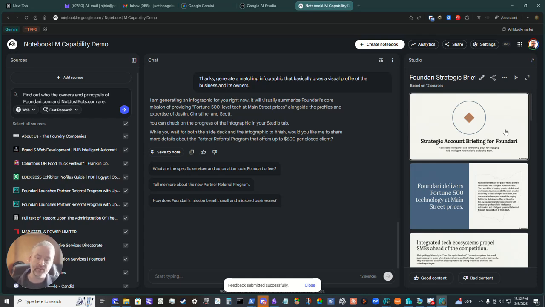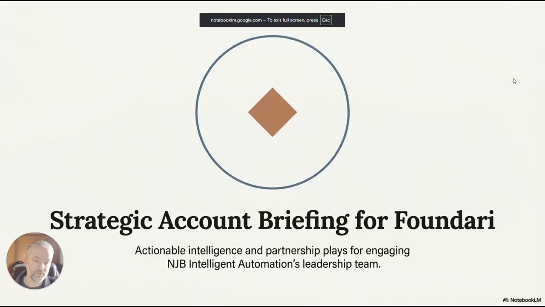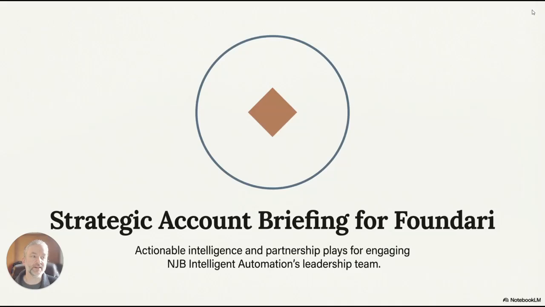And if you were to feed it brand style guides at the beginning as a source, it will do a really good job at incorporating brand colors, a logo, font, all that stuff. It's really, really cool. So then you can go ahead and hit start slideshow, and it's actually going to show it in presentation mode. And so basically what I asked it to do is create a strategic account briefing for Foundari, as if we were the salespeople that are trying to target and go after Foundari to sell them some kind of product or service or engage in some kind of business relationship with them.